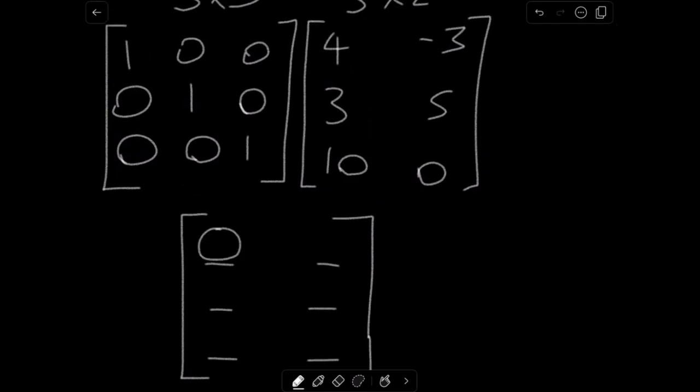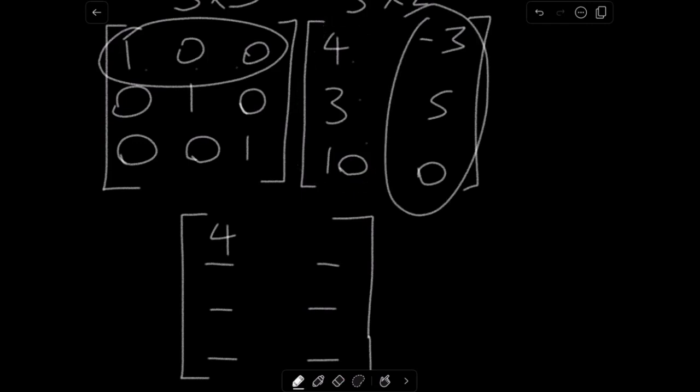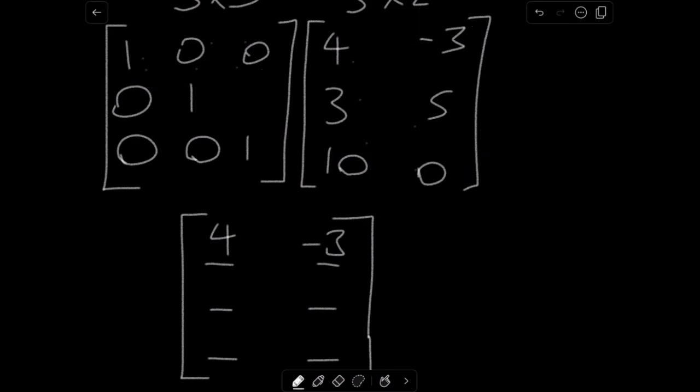All right, let's work out the entry in the first row, first column. So first row, first column, we'll take 1 times 4, that's 4, and then we have 0 and 0 times 3 and 10 respectively. Those are all 0, so we'll have 4 plus 0 plus 0, that's 4. Then for the first row, second column, 1, 0, and 0 times minus 3, 5, and 0. When you do that multiplication, you're going to have 1 times minus 3, that's minus 3, plus 0, so that's minus 3. And then you can go ahead and complete this multiplication to get 0 there.